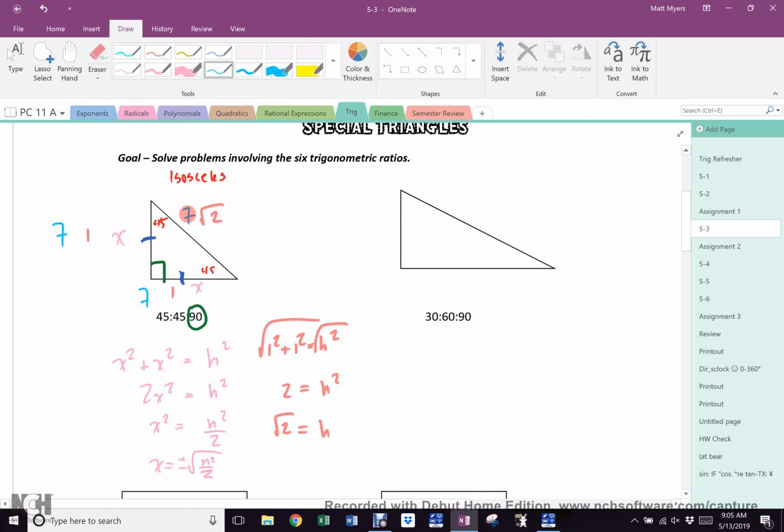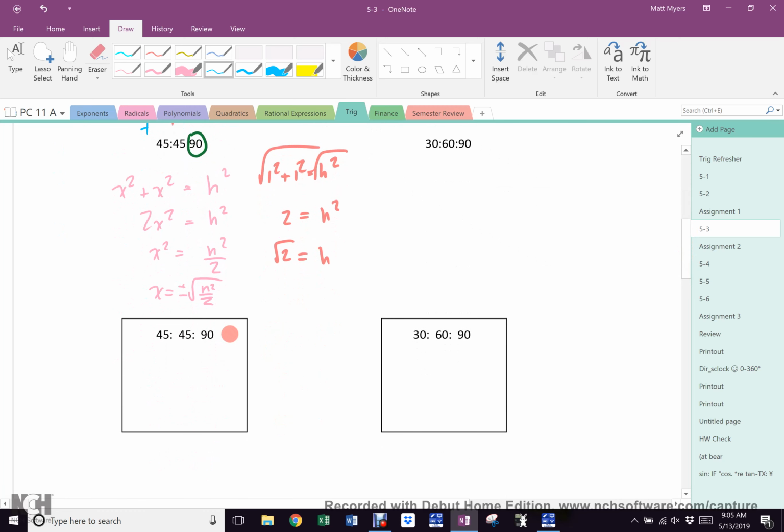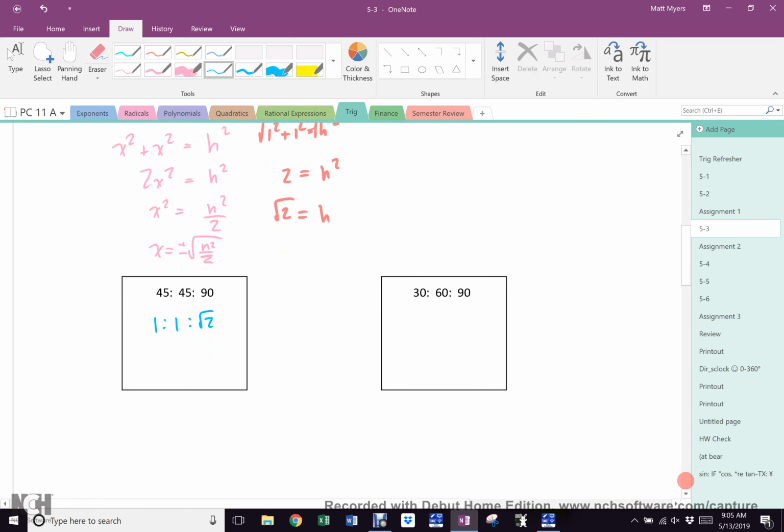Always, in a 45, 45, 90. Everybody understand? That's the easy one to work with. We're all cool with it? 45, 45, 90. That means that it's 1 to 1 to root 2, which means, you're intelligent young people, the sine of 45 is 1 over root 2. The cos of 45 is what?